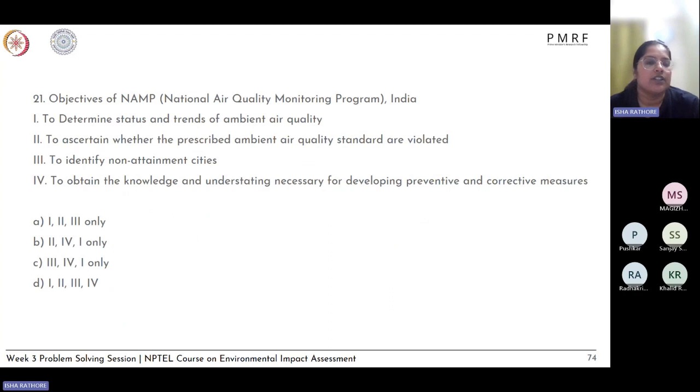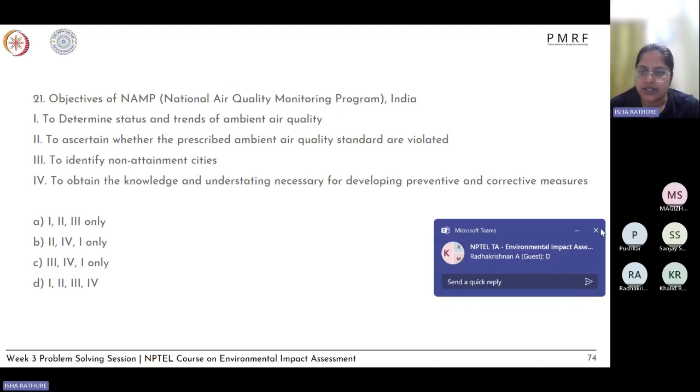Moving on, the objectives of NAMP, the National Air Quality Monitoring Program of India, are the following. First, to determine status and trends of ambient air quality. Two, to ascertain whether the prescribed ambient air quality standards are violated. Three, to identify non-attainment cities. And four, to obtain the knowledge and understanding necessary for developing preventive and corrective measures. So which of the following are the objectives of the National Air Quality Monitoring Program, which is a mandatory air quality air pollution measure guideline?